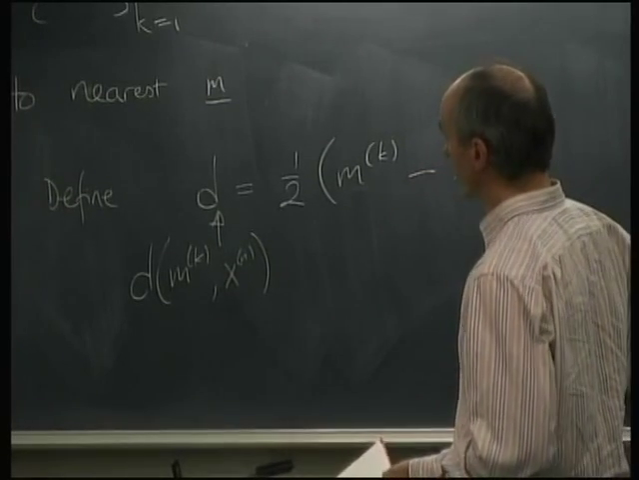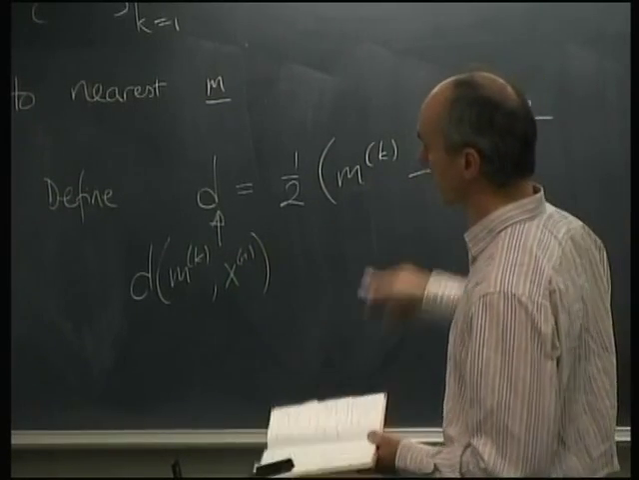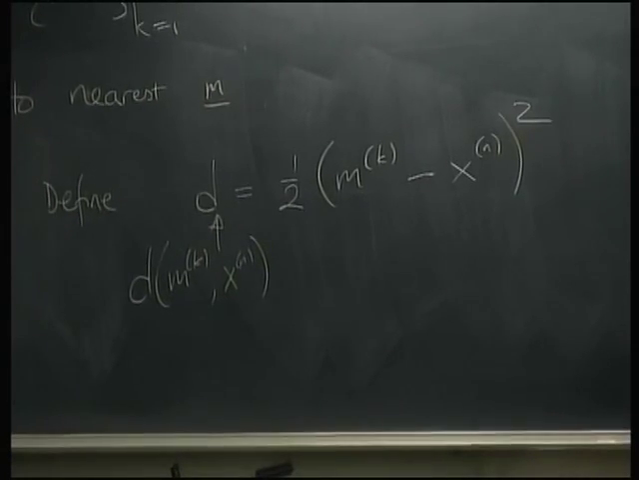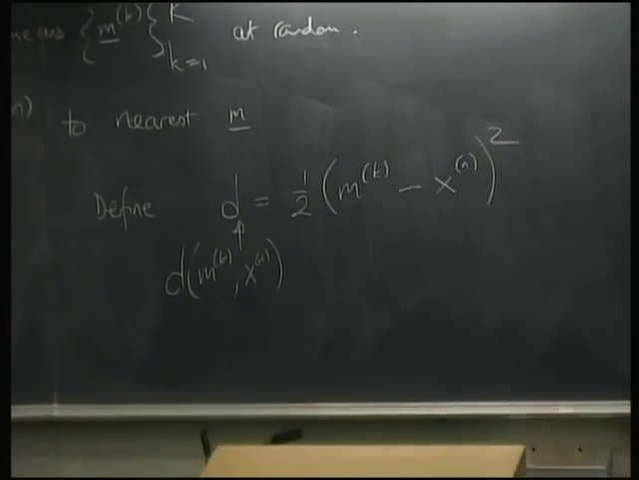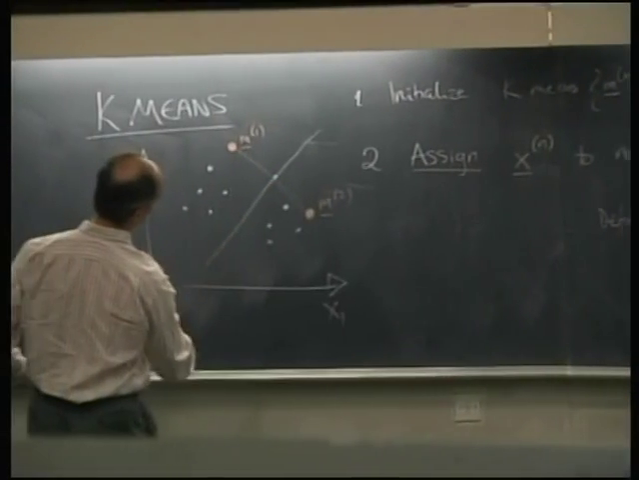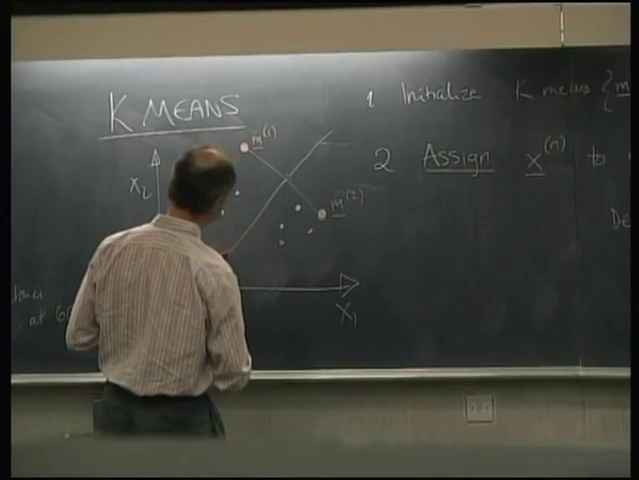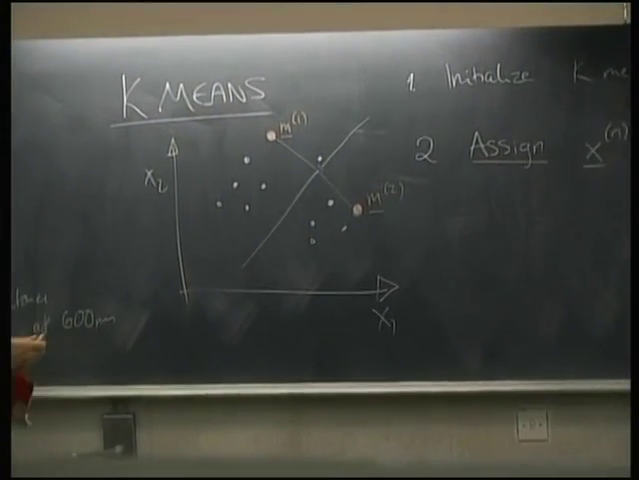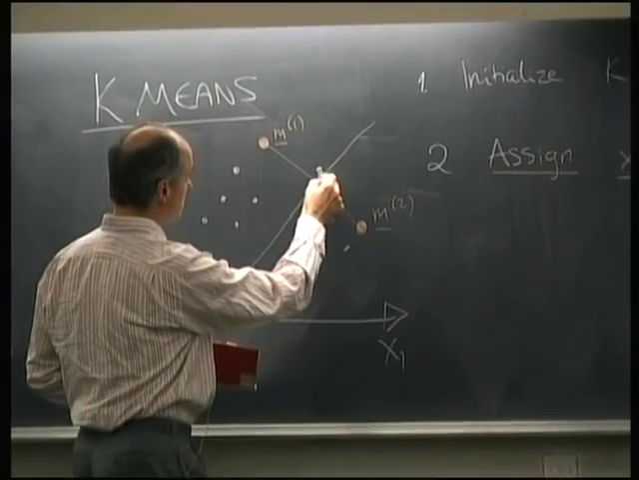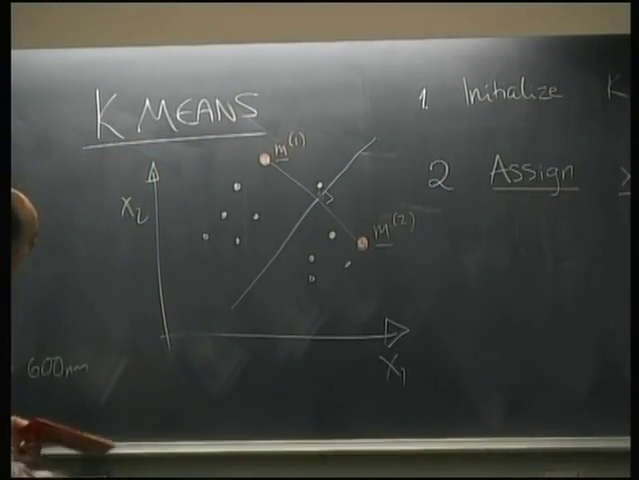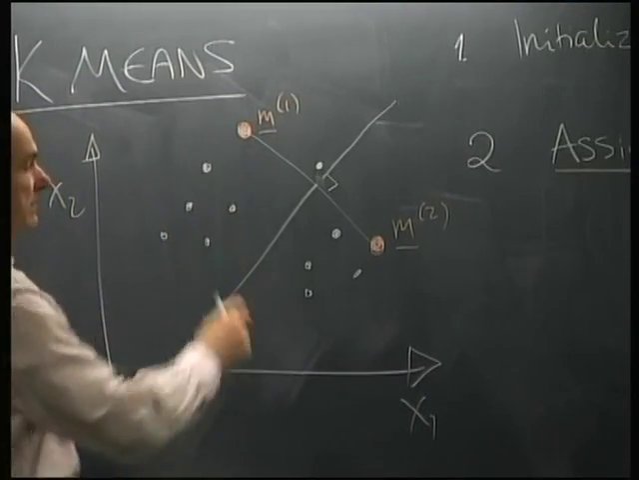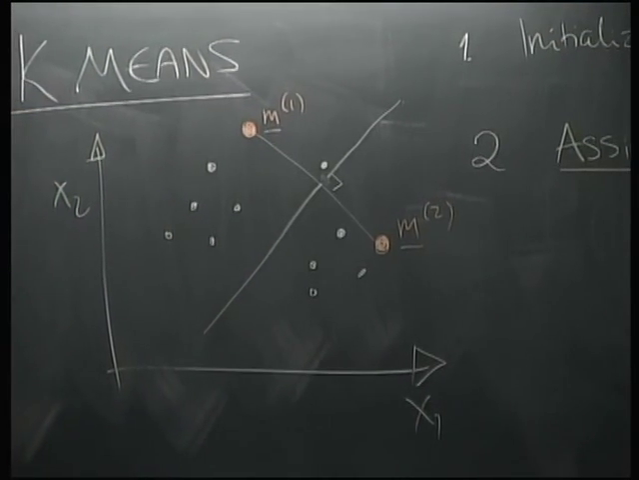So we assign each point to the thing that it's nearest to, and that means that if we drop a perpendicular through there, whoops, wasn't intended to exactly hit a data point, then all of these points are closest to mean number 2, and all of these are closest to mean number 1, as it happens.